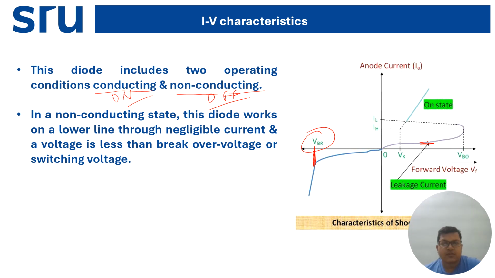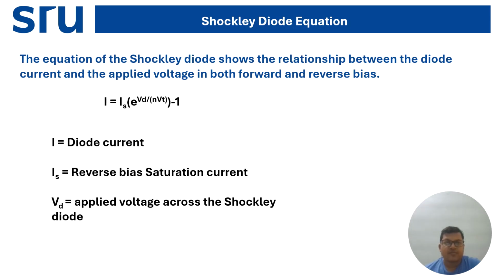This point is the breakover voltage. So this is the explanation of the characteristics of the PNPN diode. Now we will try to understand the Shockley diode equation. It may be well known to all, but still we will try to have our doubts cleared about this.